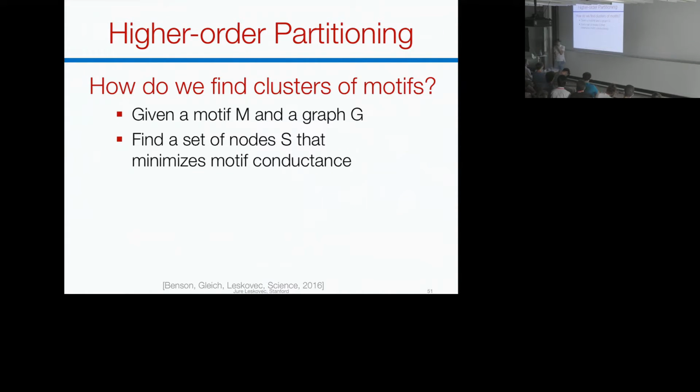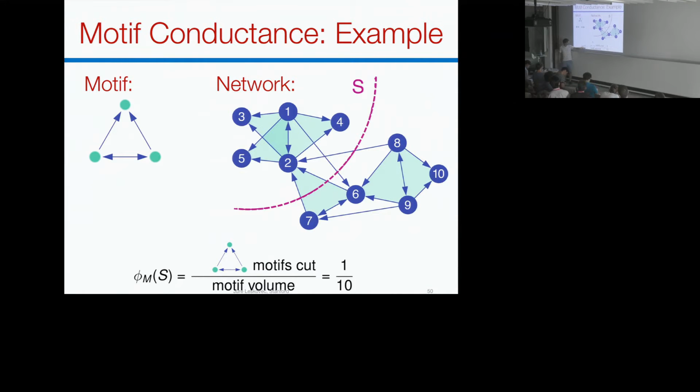Good. So now I showed you my objective function. So what's the point now? The point is, given a graph and given a motif M, find me a set of nodes that minimizes this motif conductance. Let's go and find the set S that minimizes this thing.